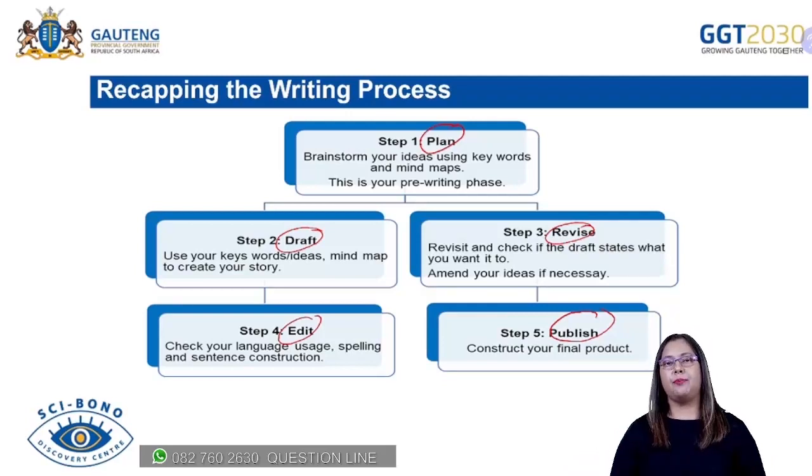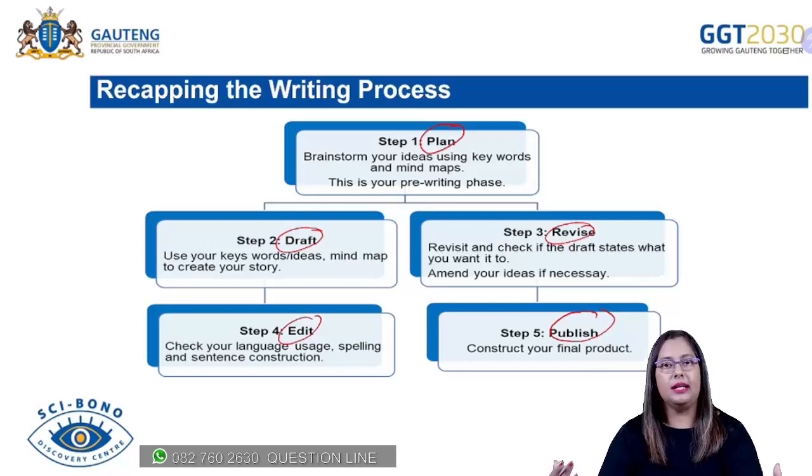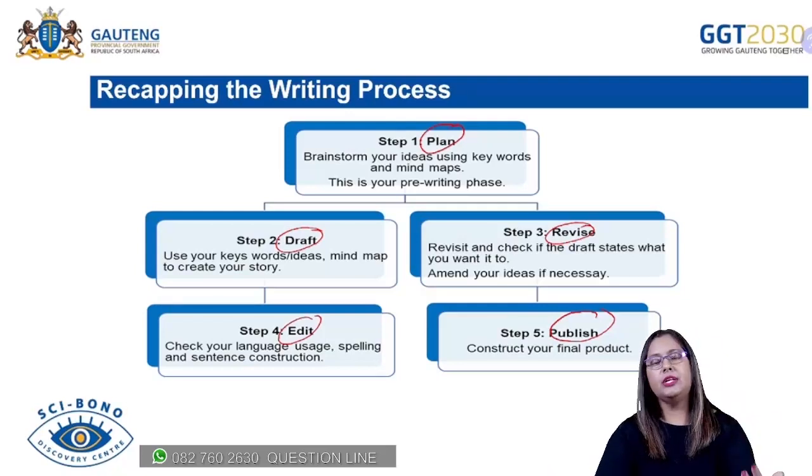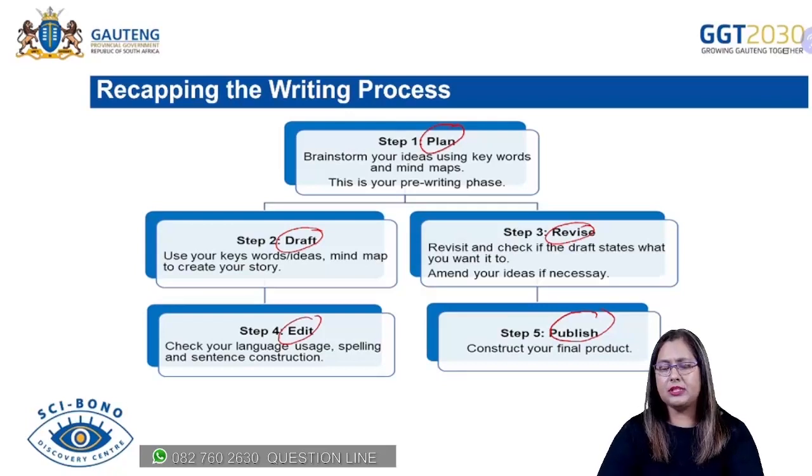So the first step of any kind of writing, grade 12s, requires you to plan. If you do not plan, you are going to obviously go down the route of failing the task or failing in life as well. So always plan. And in terms of planning in this aspect, we're looking at brainstorming the ideas for your essay writing or writing in general. We're going to use keywords here and mind maps as well.